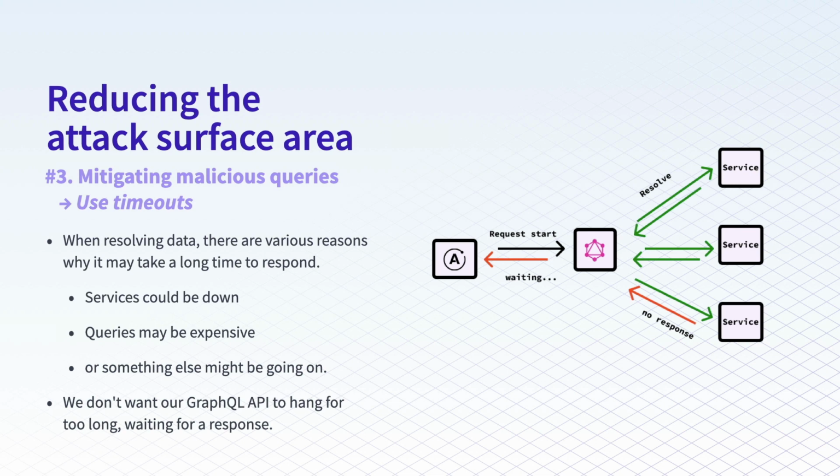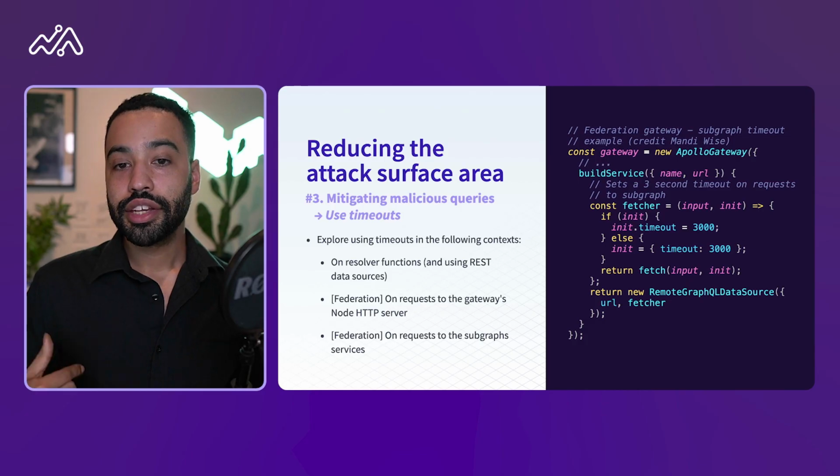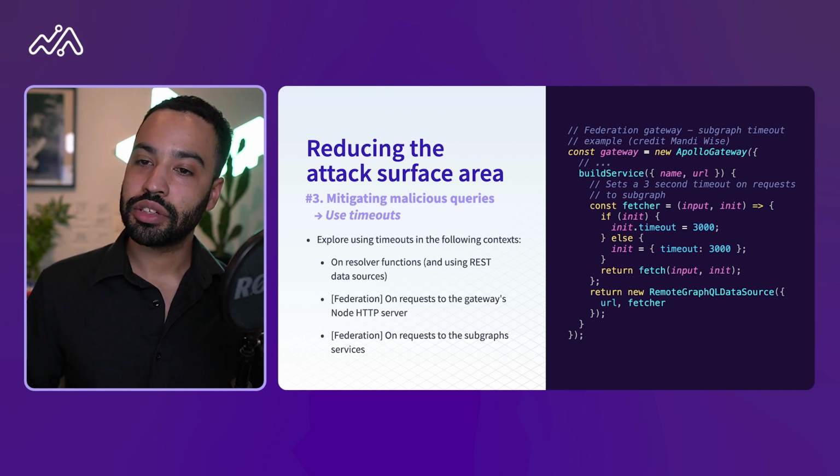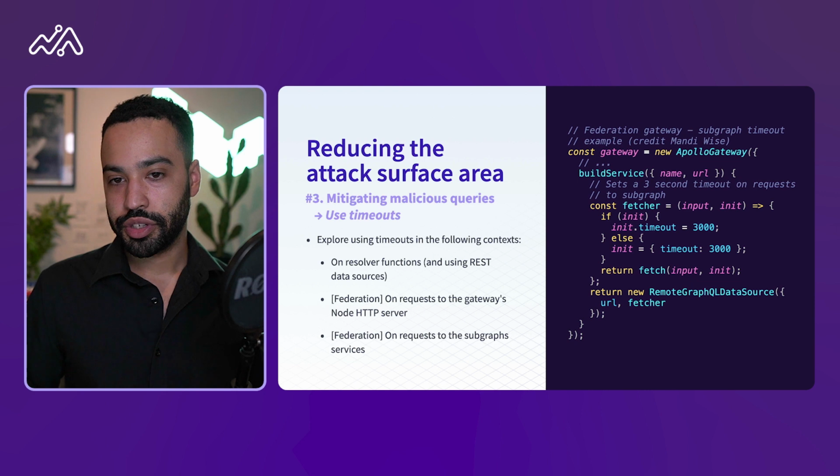Okay, so the next tip is to use timeouts. When we request data from downstream services or data sources, there are a various number of reasons why they may take a long time to respond. The service could be down, queries may be expensive, or something else might be going on. Regardless of the reason, we don't want a graph request to hang for too long, waiting for a response. To prevent this, we recommend using timeouts to keep slow or unresponsive services from impacting performance for subsequent queries.